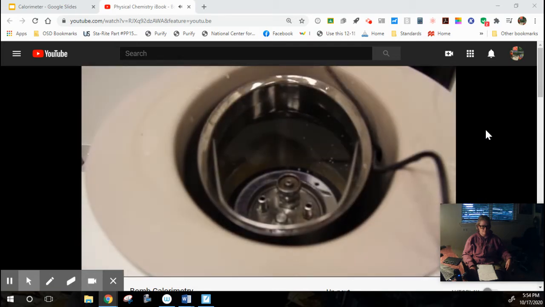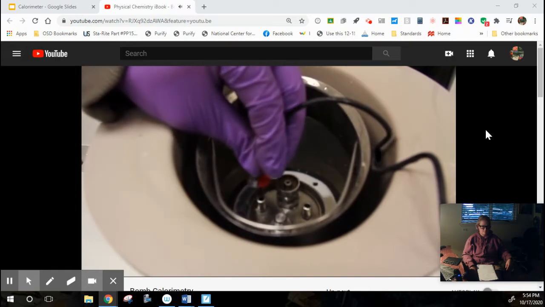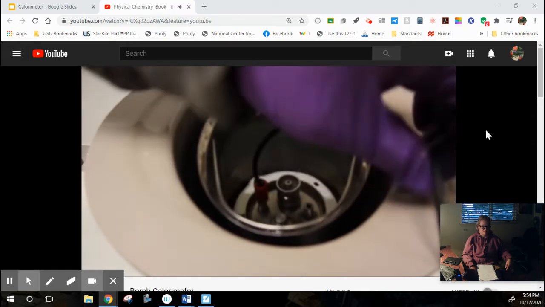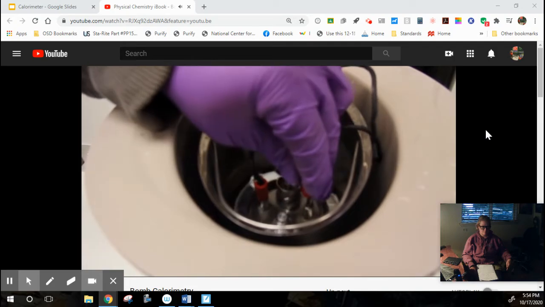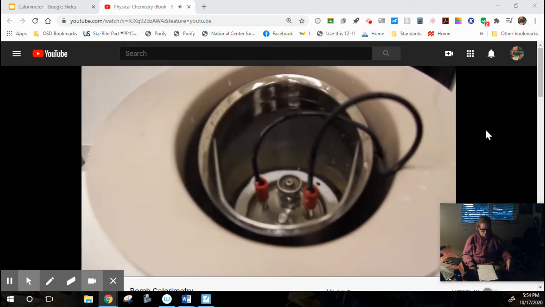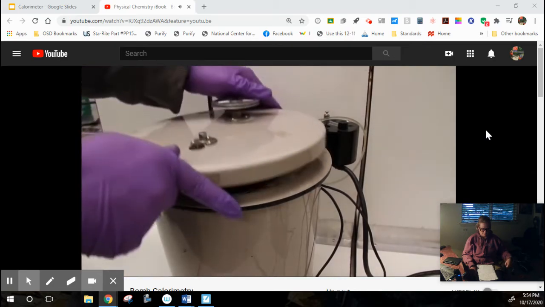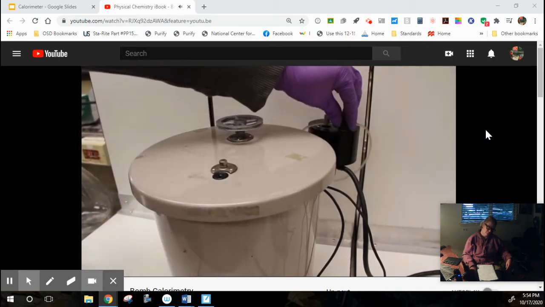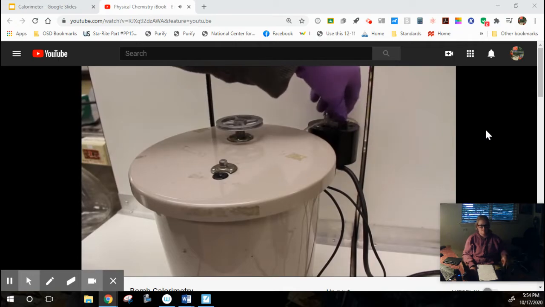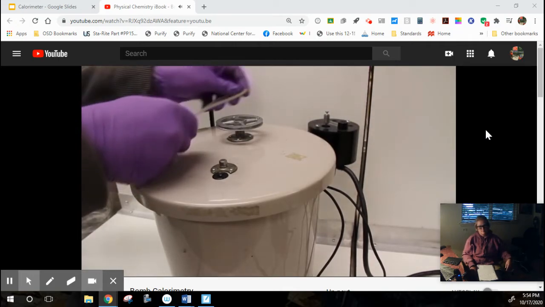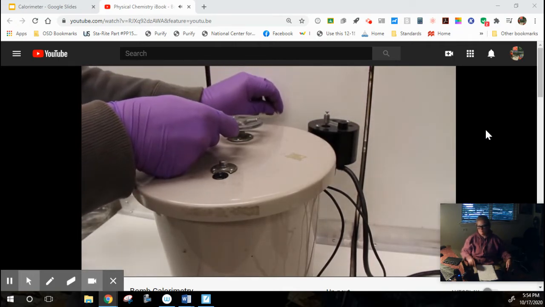There should not be any bubbles that leak steadily from the calorimeter. If this is the case, you will need to consult your TA for further instructions. The electrode leads are attached to the bomb and the cap is placed on the calorimeter. The rubber belt is threaded on the stirring mechanism and the motor is turned on. At this point, the bomb calorimeter is fully prepared for analysis.